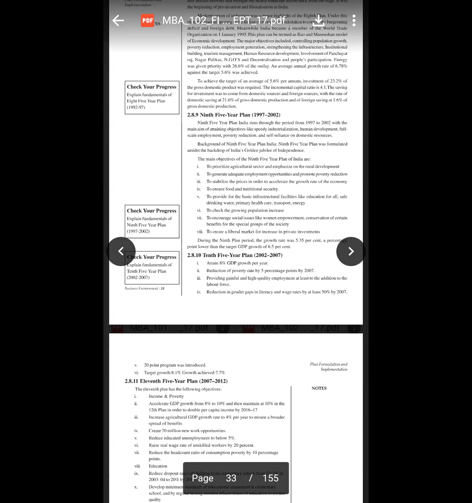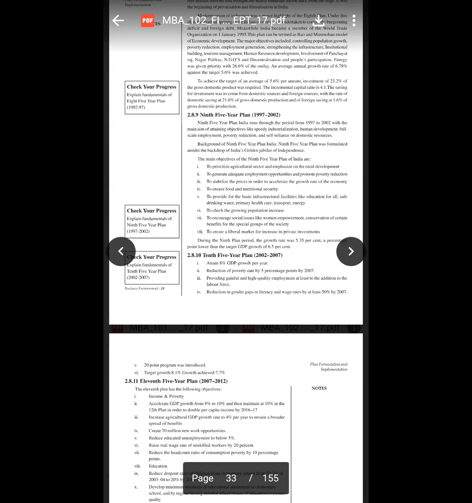And they have also given more focus on a liberal market for increase in private investment. Now see, private investment in the year 1997 increased tremendously, right? So this private investment is really helpful for outside countries to come into India and start their own business, right? So they are also making a huge amount of investment in India.